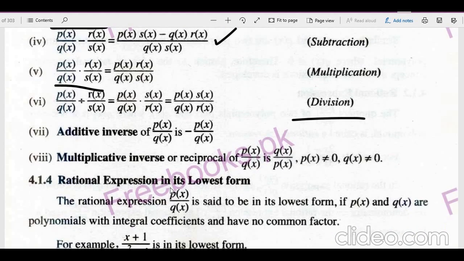What is the additive inverse? The additive inverse of P of x over Q of x is minus P of x over Q of x. Additive inverse means you just change the sign, whether for a polynomial or any rational expression. The multiplicative inverse or reciprocal of P of x over Q of x is obtained by just replacing the places: Q of x becomes the numerator and P of x becomes the denominator, and both must not equal 0.